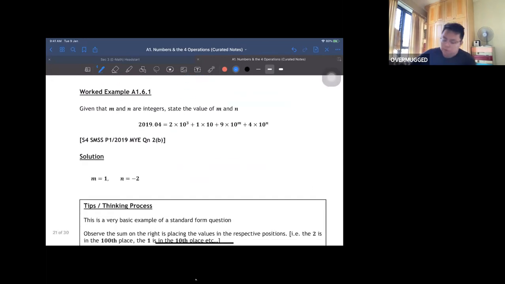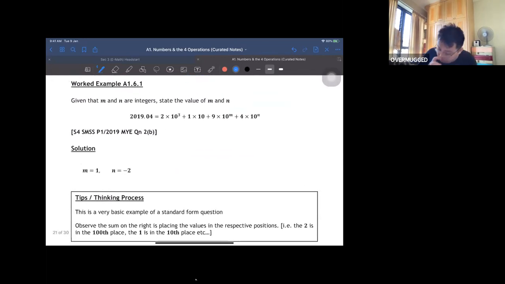If you look at this simple question here, you need to state the values of m and n. The 9 is at the ones place, so obviously it's 9. Sorry, this m should be 0. And the value of n here should be -2 because we are looking at 0.04. So this is 4 times 10 to the power of -2. Now, when your numbers are really simple, you can check with a calculator. If you check 9 times 10 to the power of 0, it's actually 9.